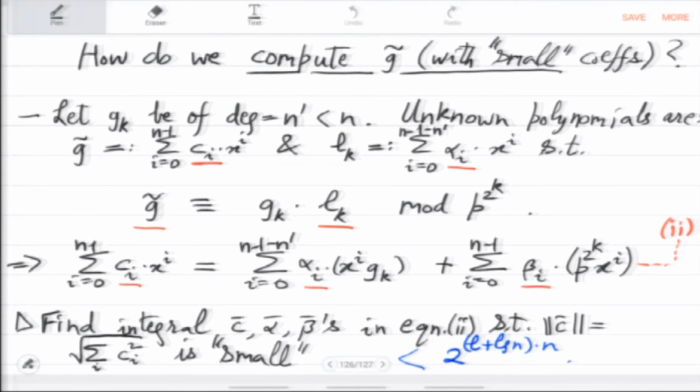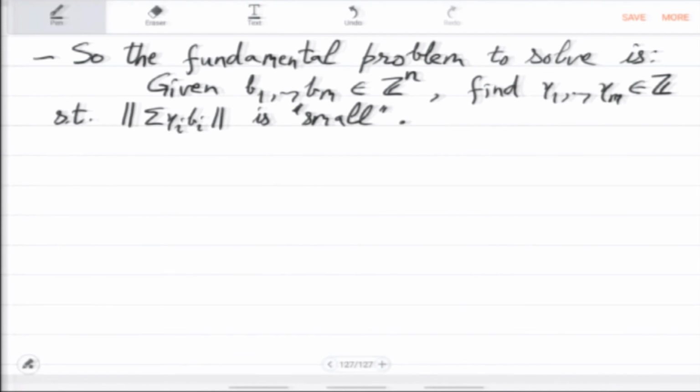Basically, to get from this equation to that fundamental problem, you find an integral basis of this, and then just ask the question for that basis. The sigma gamma i b_i that you will find, whose norm is small, will correspond to c bar. So you are interested in finding that c bar. We call sigma gamma i b_i an integral linear combination, and the set of these combinations is called a lattice.